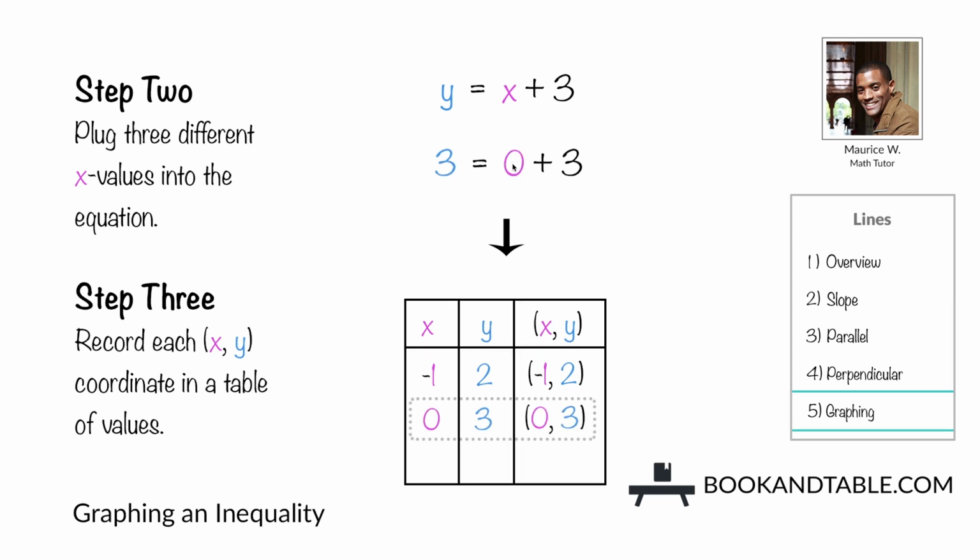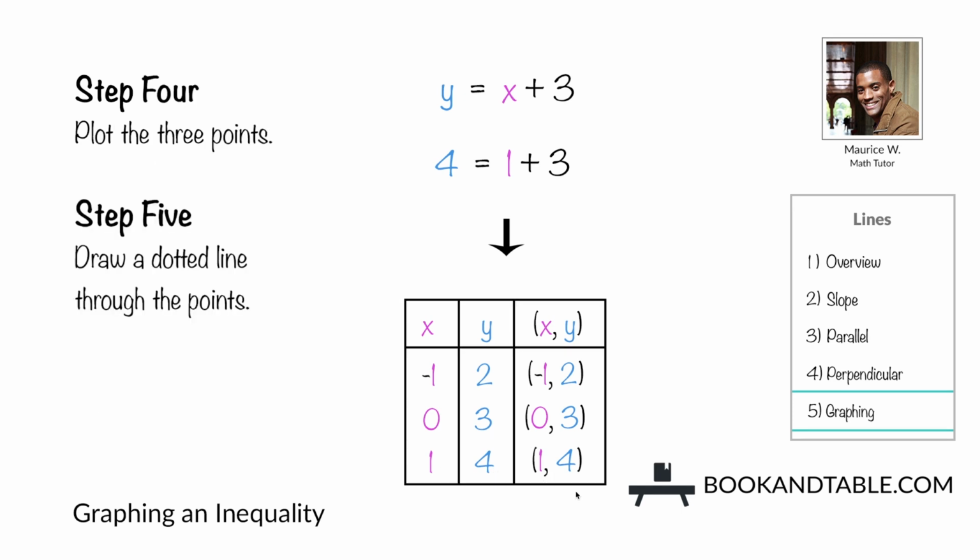When we plug in 0 for x, 0 plus 3 is 3. So our second point is 0, 3. And our third point, when x is 1, 1 plus 3 is 4. So our third point is 1, 4. So now we have our 3 points. So we want to plot these 3 points.